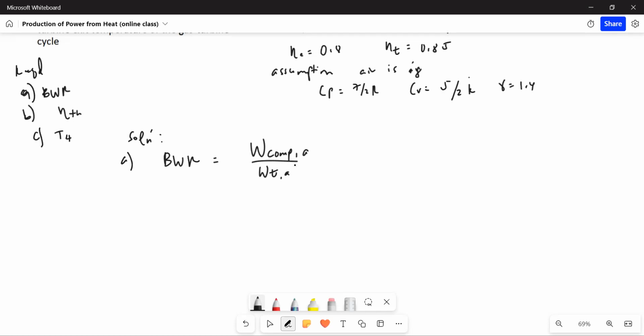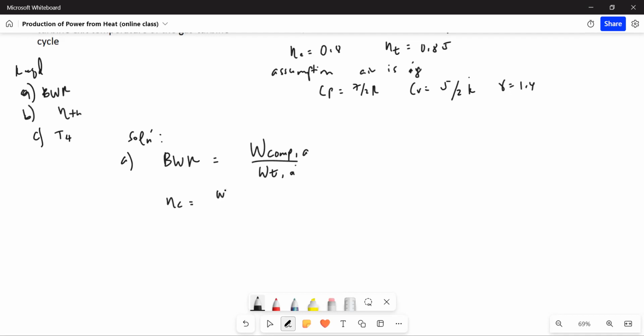Let's label it as actual work, since we label the isentropic work using the subscript S. Do we know any of these values? Actually, both the numerator and denominator we don't know, so let's solve for them. Work of the compressor, actual. Let's begin with the efficiency equation of the compressor.